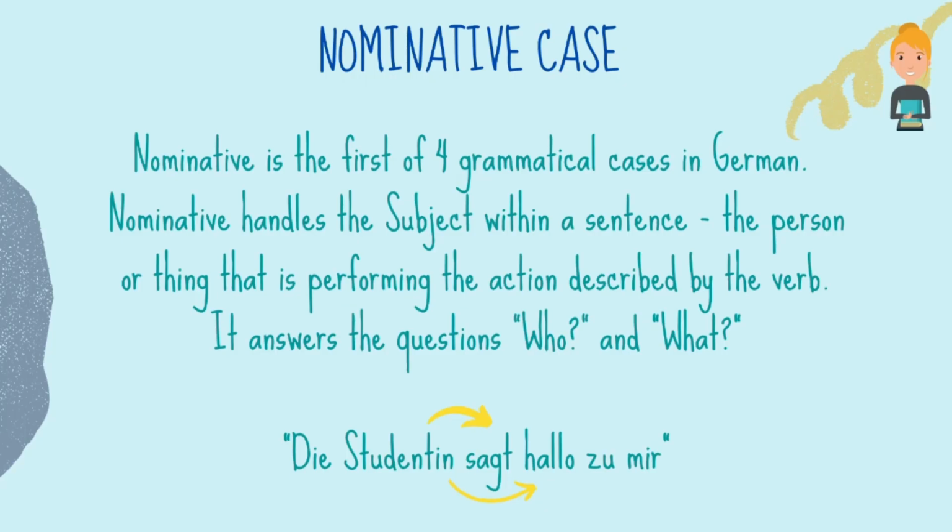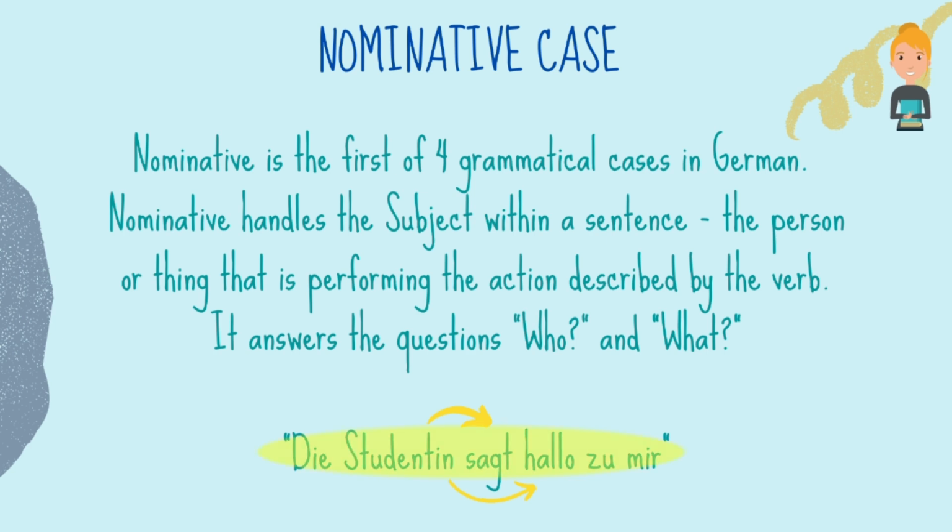What is nominative? Nominative is the first of 4 grammatical cases within German grammar. Each case has a specific grammatical function that it performs. Nominative handles the subject within a sentence. The subject is the person or thing that is performing the action described by the verb. It answers the questions who and or what.